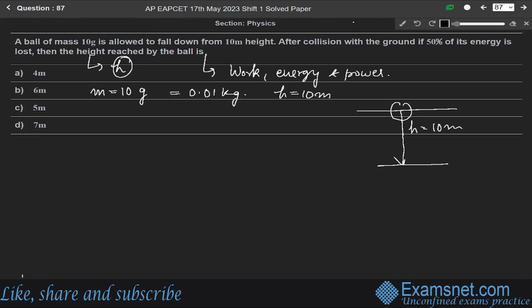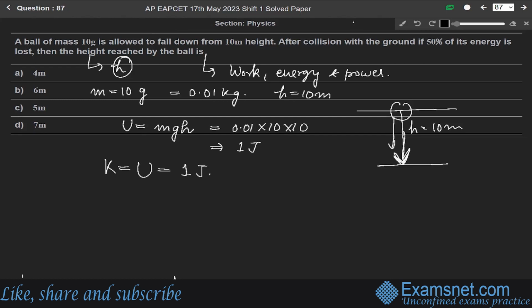Okay. So when it is coming in the downward direction, the potential energy will be U equals mgh. Okay. So m is 0.01 into gravity 10 and height 10. So potential energy will be 1 joule. Okay. So when the ball reaches the ground, its total potential energy will be converted into kinetic energy when it is coming in the downward direction. So potential energy will become equal to kinetic energy. It will be 1 joule.